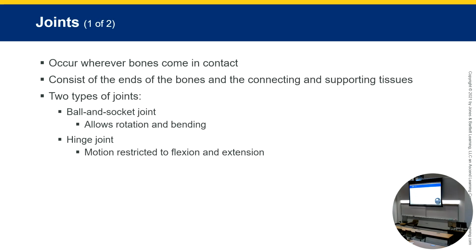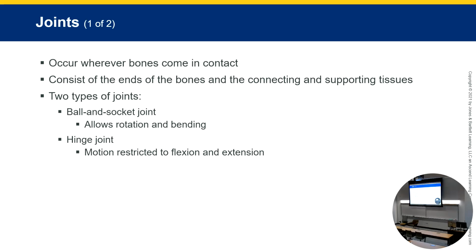As we talked about in the last chapter, joints. Wherever you have two bones that come in contact, it creates a joint. It consists of the ends of the bones and the connecting and supporting tissues. Now, not all joints are created equally. The whole point of a joint is to provide either stability or movement. The most common that you're going to see are the ball and socket joints and the hinge joints.